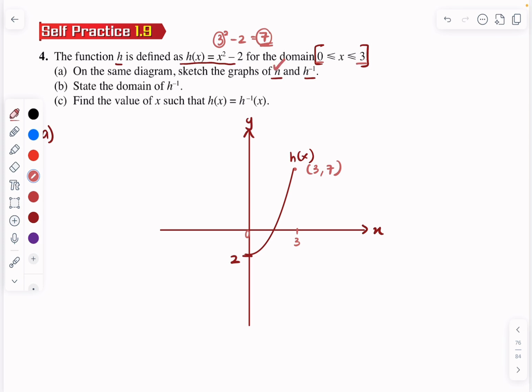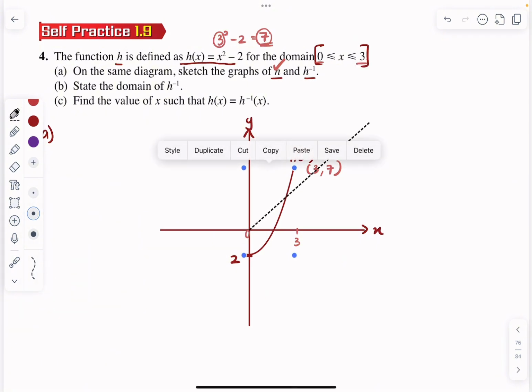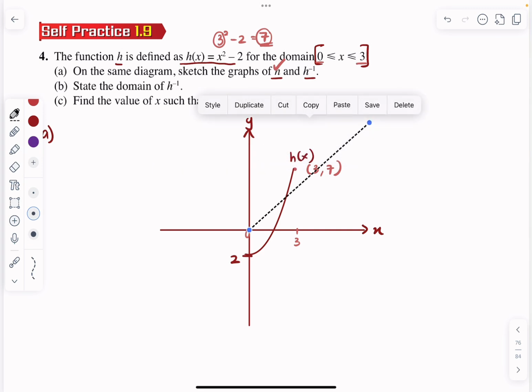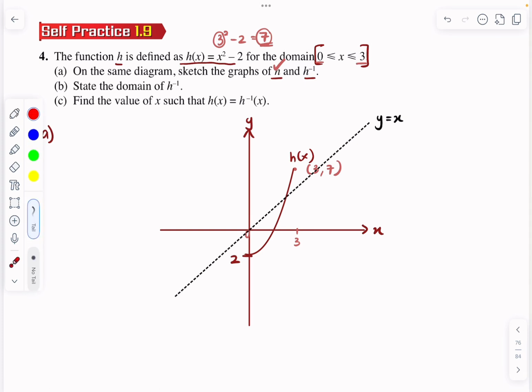Now we need to find h inverse x. So let's use blue color for this. First of all, if you want to find h inverse x, we need to know that h inverse x, or any inverse function, is the reflection of the graph on the line y equals x. So this is the line y equals x. If we reflect this graph about this line, we will get the inverse function.